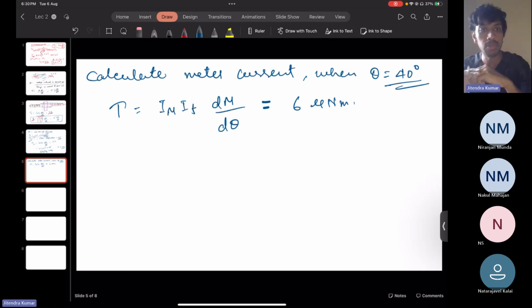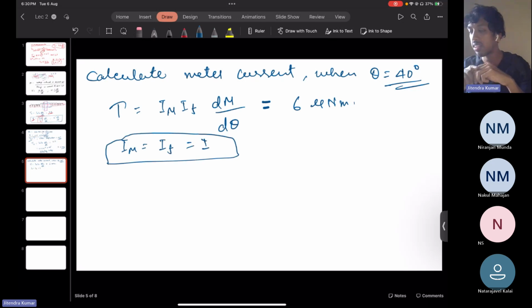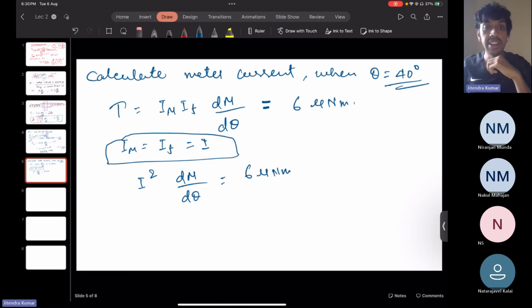And when there is no information given, you can straight away consider Im is equal to If is equal to I, that both the coils have the same current. Now I square dM by d theta is equal to 6 micronewton meter. dM by d theta can be calculated at 40 degrees.